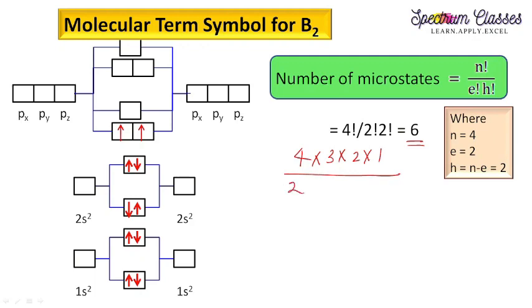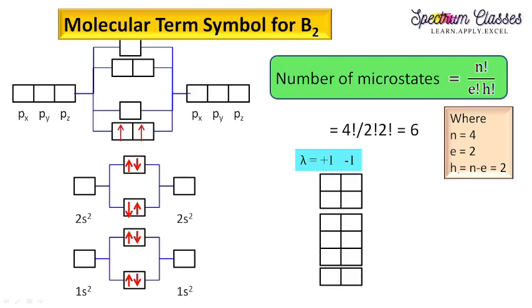So we have a total of 6 microstates. Now we are going to draw these microstates. Here I have drawn 6 blocks since we are getting 6 microstates. One of the pi orbitals has lambda value equal to +1, and the other pi orbital has lambda value -1. Now we are going to arrange the electrons in these 6 microstates.